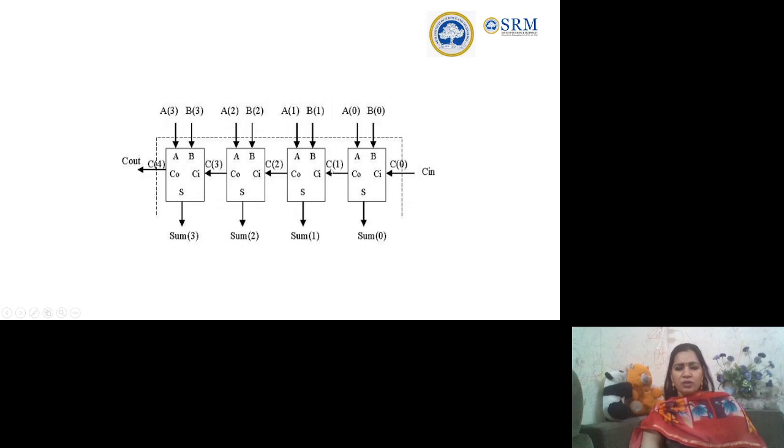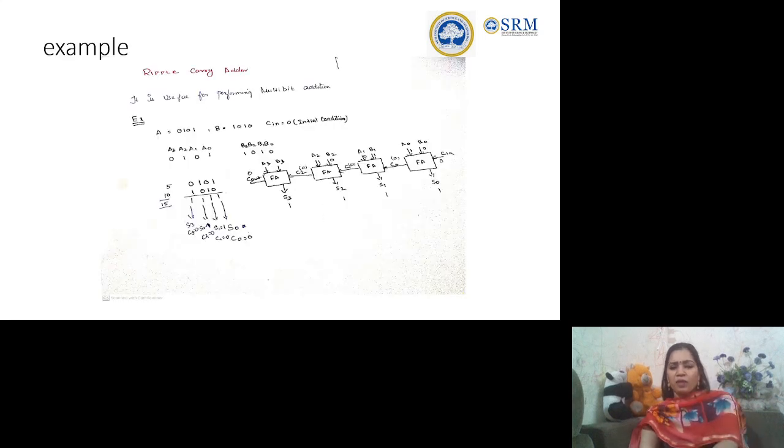The next position, the second full adder, will add A1, B1, and C1. Then it will produce one sum and carry. Carry will be propagated to the next position until we reach the MSB of the binary number. When you get a carry out, that means the carry from the last bit position, so that will be ignored.